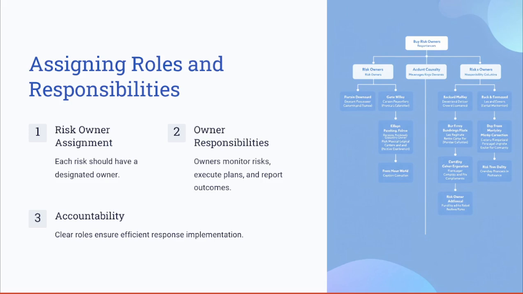Assigning roles and responsibility to each of these threats or opportunities. Assigning roles and responsibilities is a very critical aspect of developing the risk response plans. Each risk must have a designated owner responsible for monitoring and taking action for that risk, also executing the planned actions and reporting on progress. So, clear assignment of roles ensures accountability and helps to avoid delays in response implementation.